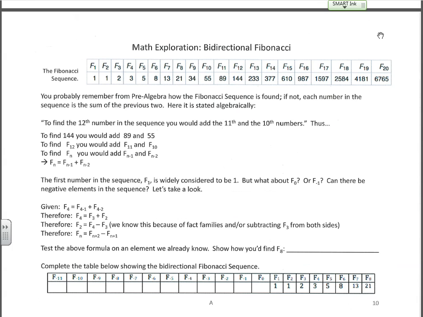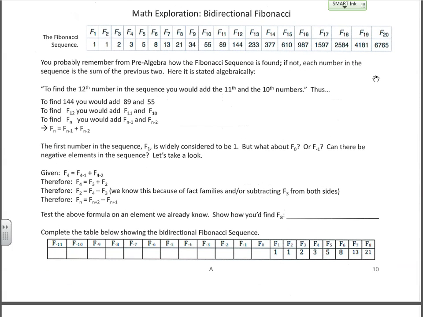Next, we get to bidirectional Fibonacci. We've talked about the Fibonacci sequence in the last couple of packets.